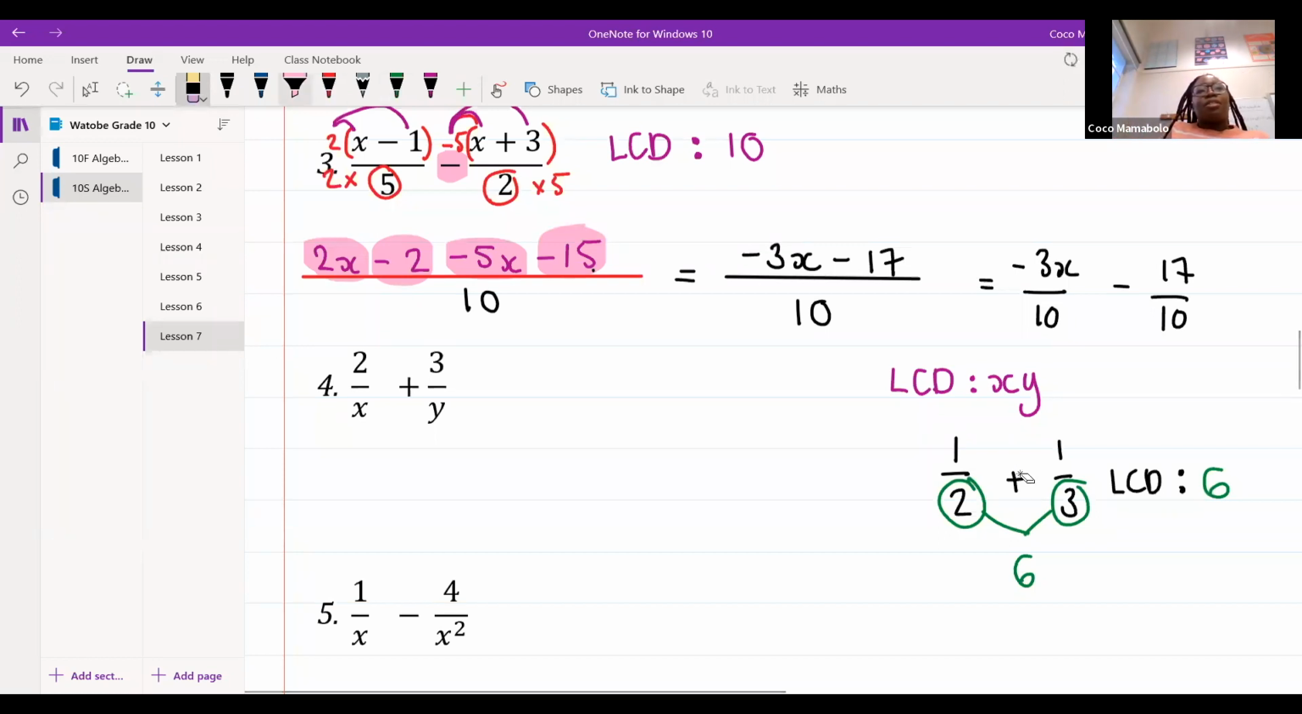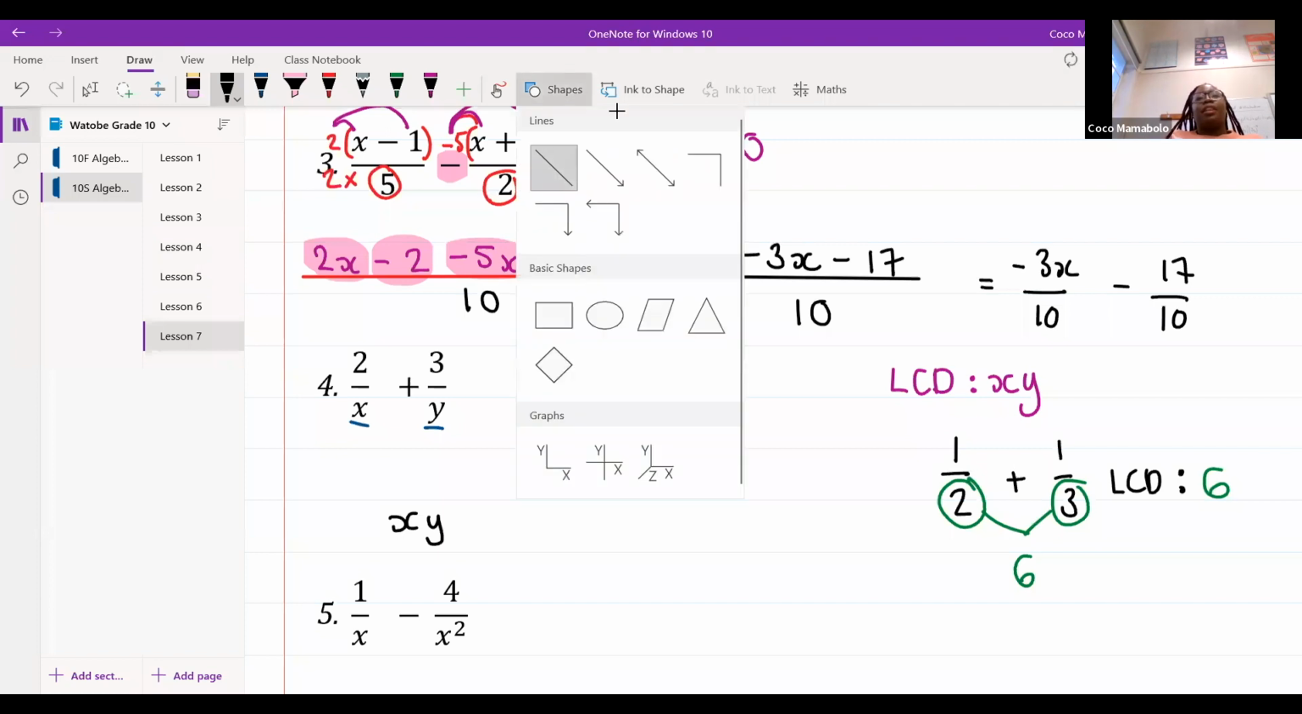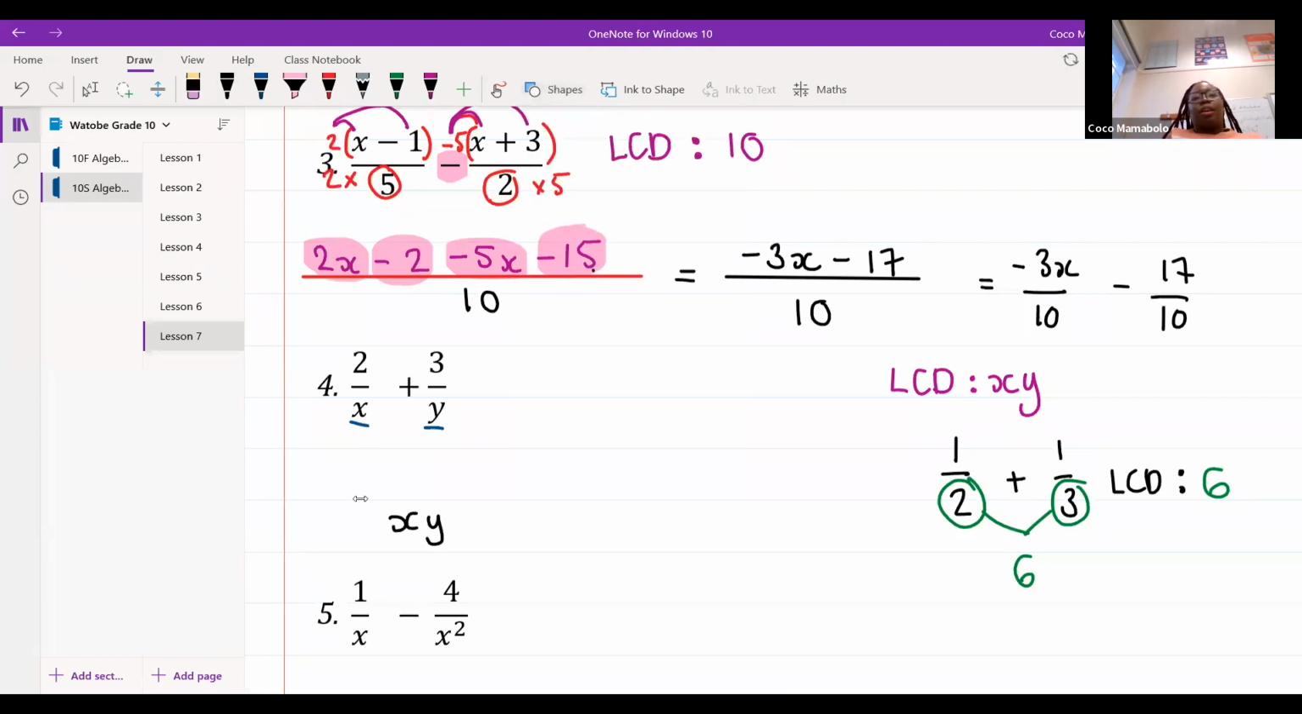So if I want to find the LCD of X and Y, how am I going to find the LCD? I'm going to multiply them together. Good. So X times Y is going to give me XY. That's it. Don't go away, Mulisa. We're not done. Let's continue. I hope that makes sense to you, why we actually say XY. It's because when we find the LCD, we multiply the 2 numbers in the denominator together.